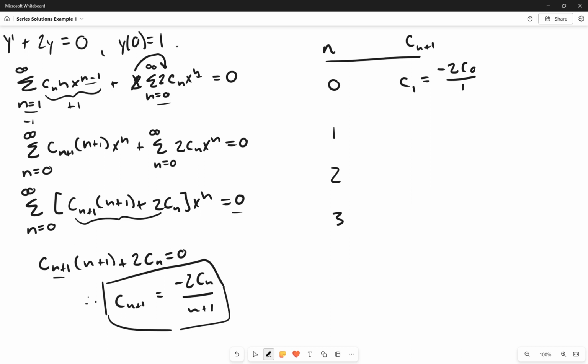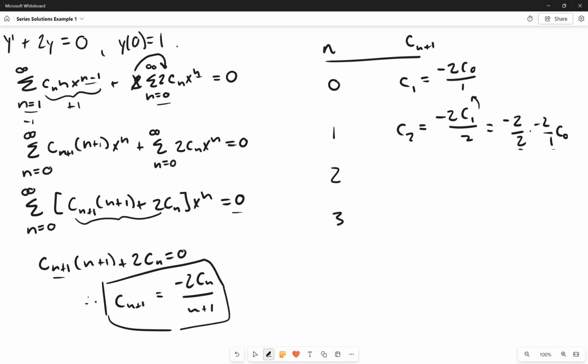And then when n is 1, we get c2 is equal to negative 2 c1 over, what's that, n plus 1, so it's going to be over 2. But we found c sub 1 up here, so this is really just negative 2 over 2 times negative 2 over 1 c naught, right? And we're beginning to see a pattern in the denominator. That's positive. And we'll see what that looks like as a power series eventually.